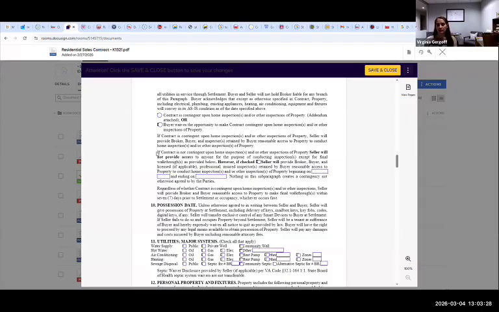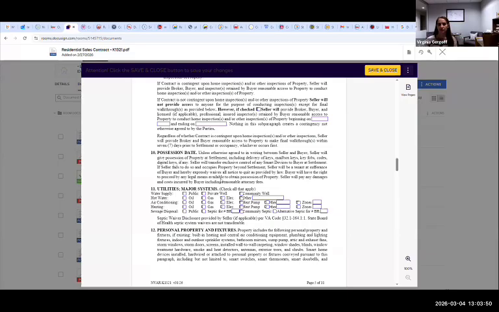Regardless of whether contract is contingent upon a home inspection and other inspections, seller will provide broker and buyer reasonable access to property for the final walkthrough within 7 days prior to settlement or occupancy, whichever occurs first. So if you said no contingencies, nobody goes into the house, the seller still has to give access for that final walkthrough. Possession, unless otherwise agreed to in writing between the buyer and the seller, will give possession of the property at settlement, including delivery of keys, mailbox, key fobs, codes, and everything else.